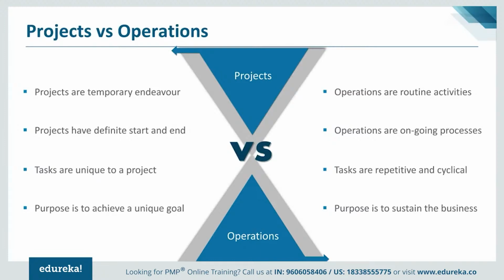However, if you look at the operation activities, they are completely different. The operation activities are more routine in nature. Those are more ongoing activities and processes that need to be performed. And mostly they are repetitive, they are cyclical. You will have to perform those activities maybe every week or every month or every year. Those are cyclical activities. And the whole objective of undertaking the operational activities is to sustain in the market, to sustain the business.